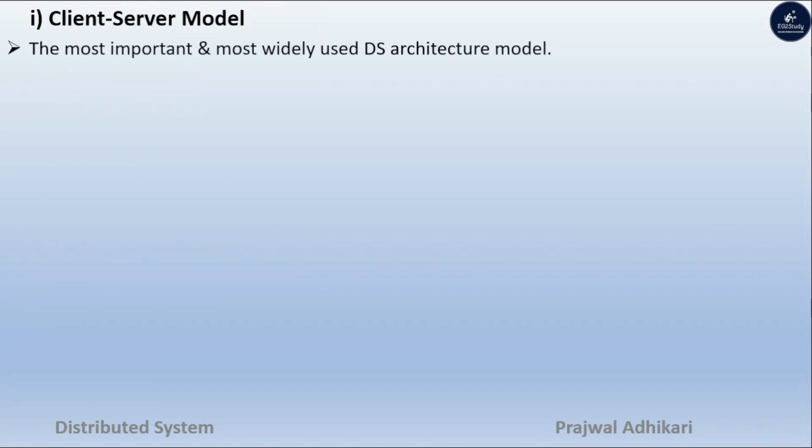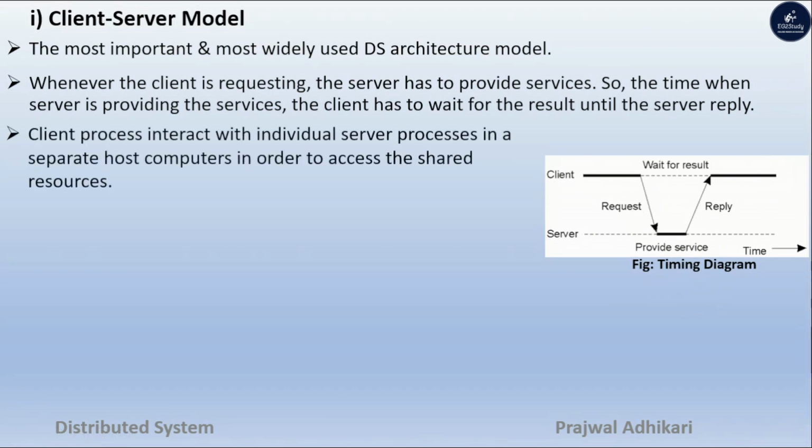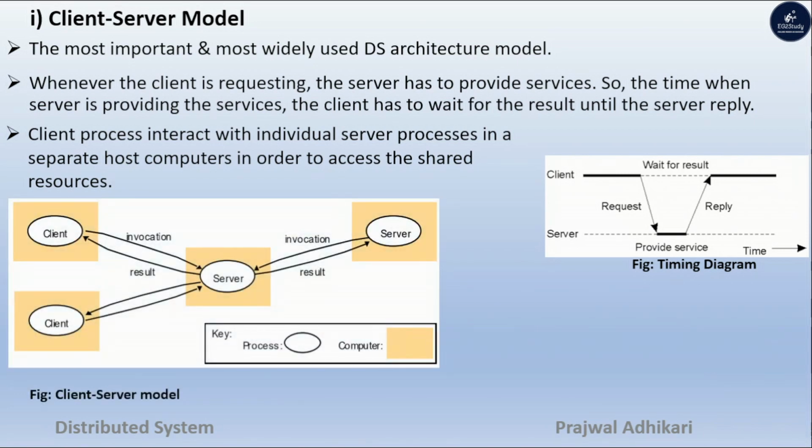Client-server model. The most important and most widely used distributed architecture model is the client-server model. Whenever the client requests, the server has to provide the services. While the server is providing the service, the client has to wait for the result until the server replies. This is the simple timing diagram of the client-server model. Client processes interact with individual server processes in separate host computers in order to access shared resources.